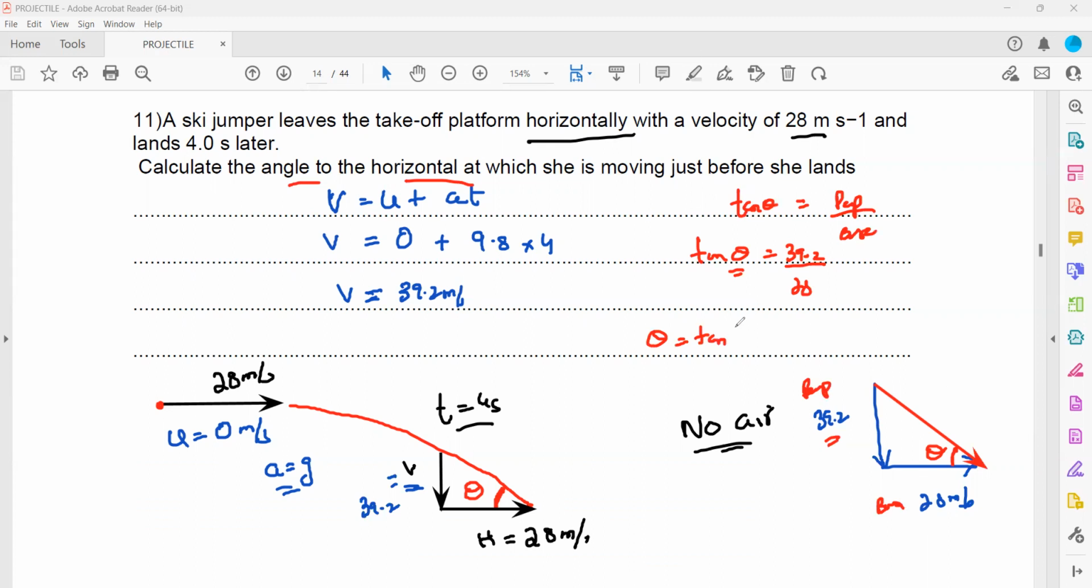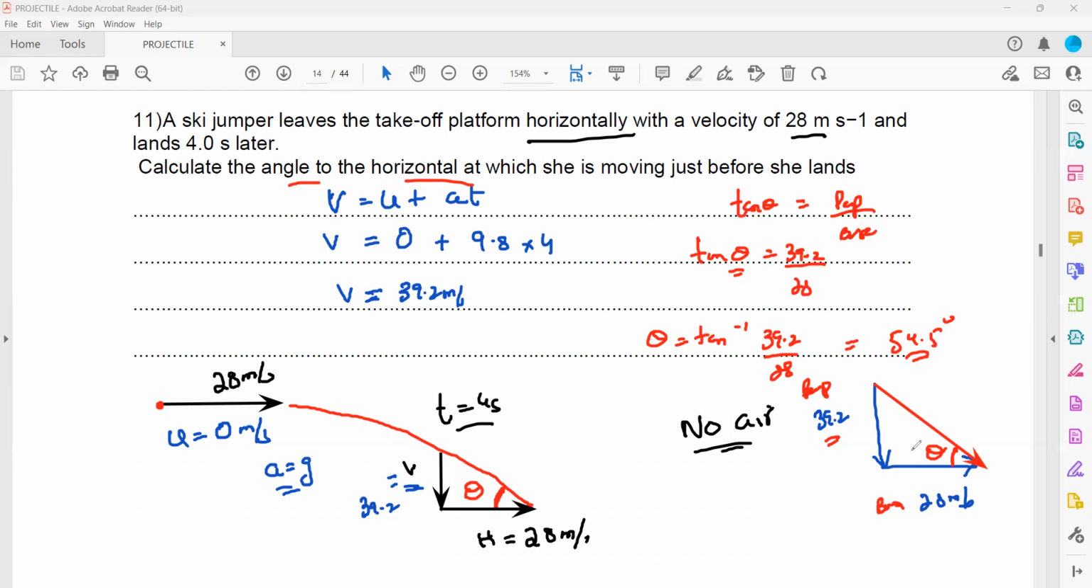Whenever you're using a trigonometric ratio, the mode of your calculator should be in degrees, not radians. So tan inverse of 39.2 divided by 28. What's the final answer for the angle? It's 54.5, so theta is equal to 54.5 degrees. It means she will move at an angle of 54.5 degrees to the horizontal.